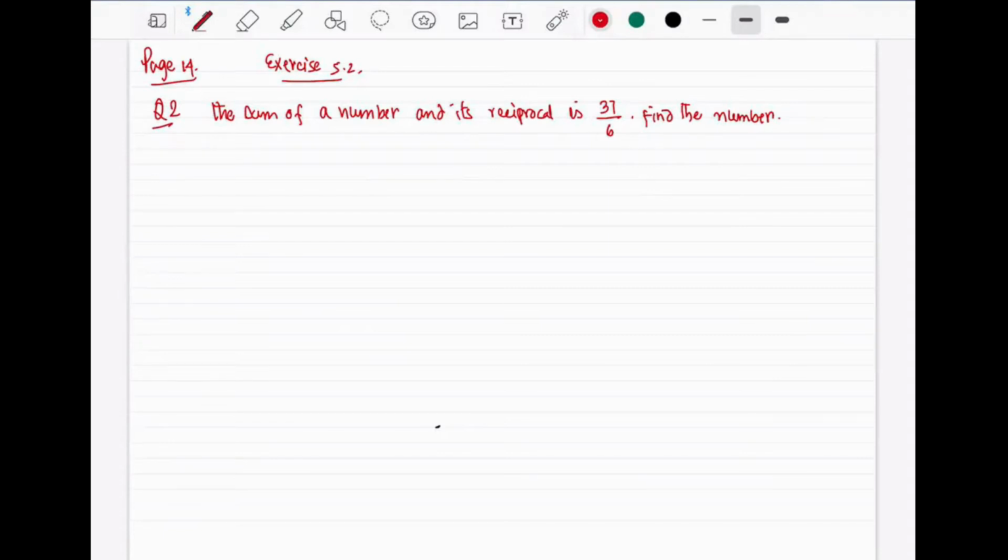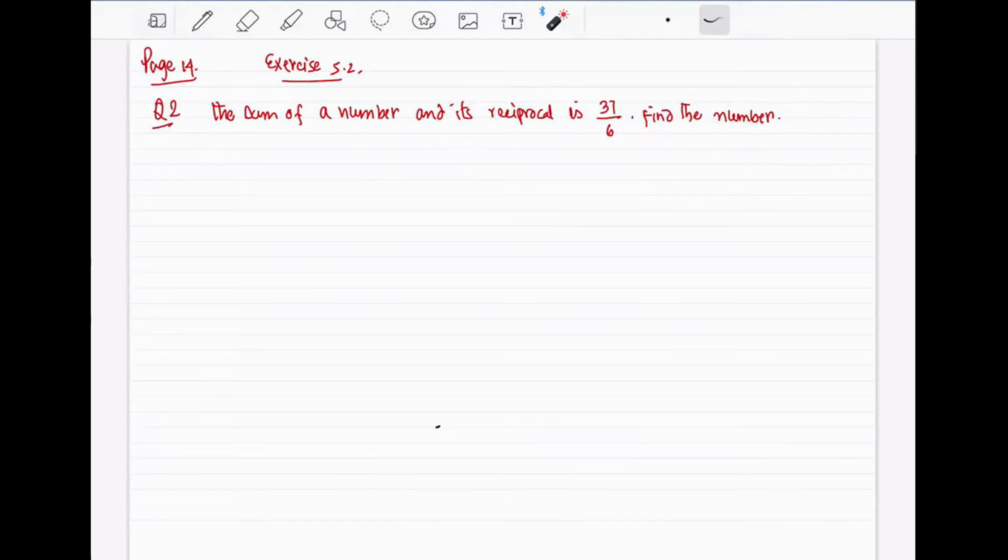Now let's look at question number 2 from your exercise 5.2. Don't confuse this page number with the page number from your text. Let's see what the question is saying. First of all, you need to digest the word problem before you take the variables and form the equation. The question says: the sum of a number and its reciprocal is 37 by 6. So find the number.